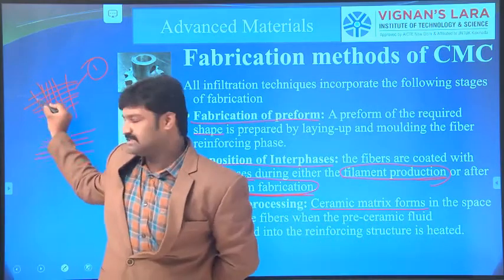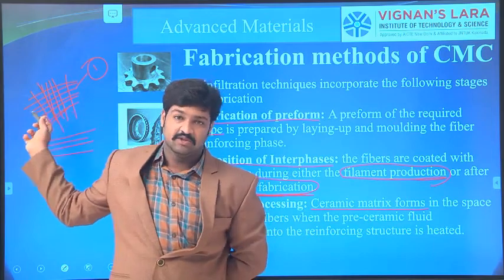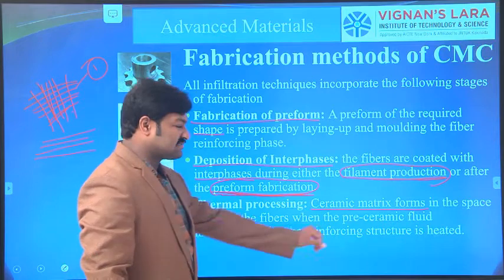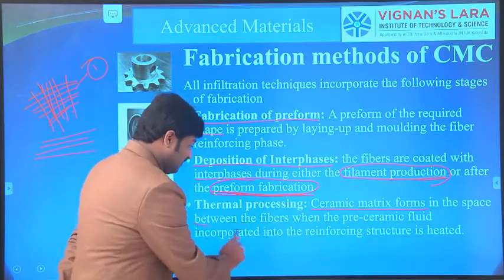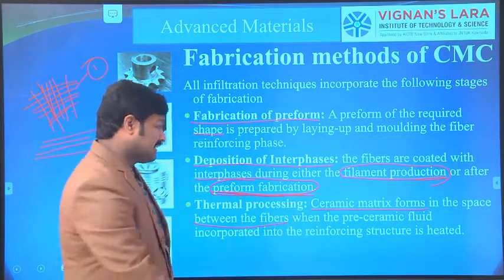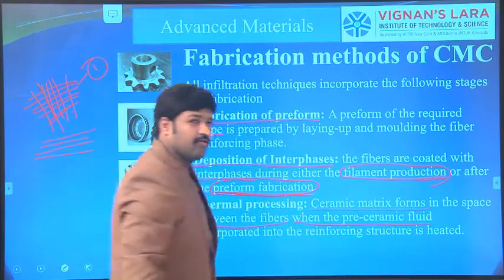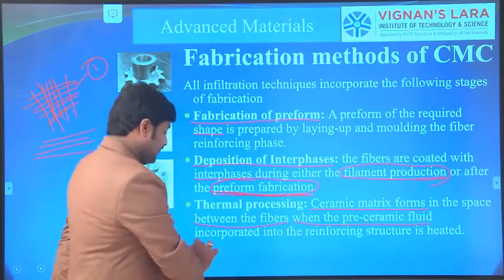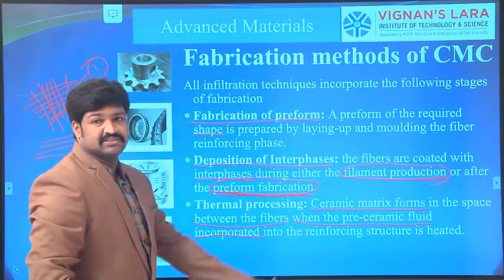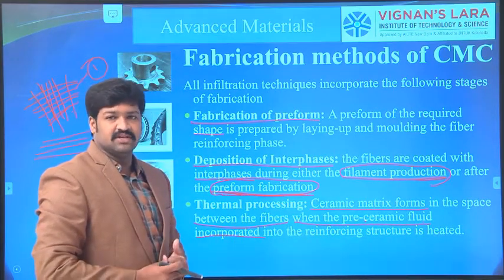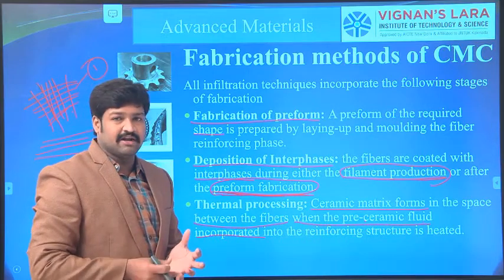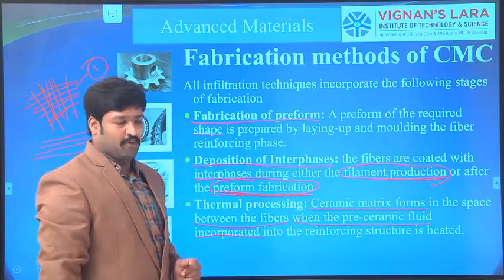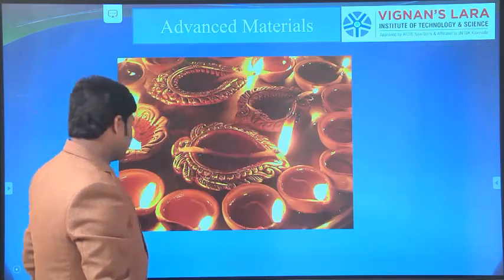So this preform having a number of spaces, those spaces will be filled by the matrix material. So the ceramic matrix forms in the space between the fibers from the pre-ceramic fluid. We are injecting the matrix material in the form of a fluid, the ceramic fluid, into the reinforcing structure and it is heated. After heating, then only it will be sintered or the bonds will be initiated so that it can be a good solid part. Prior to that, we will discuss a thing.